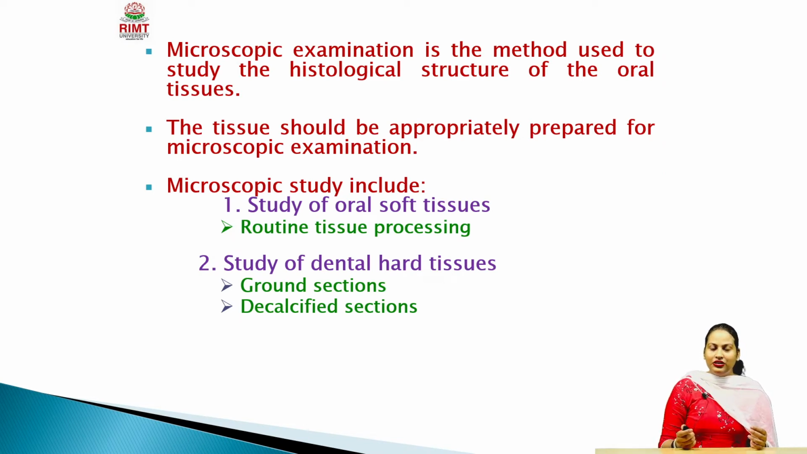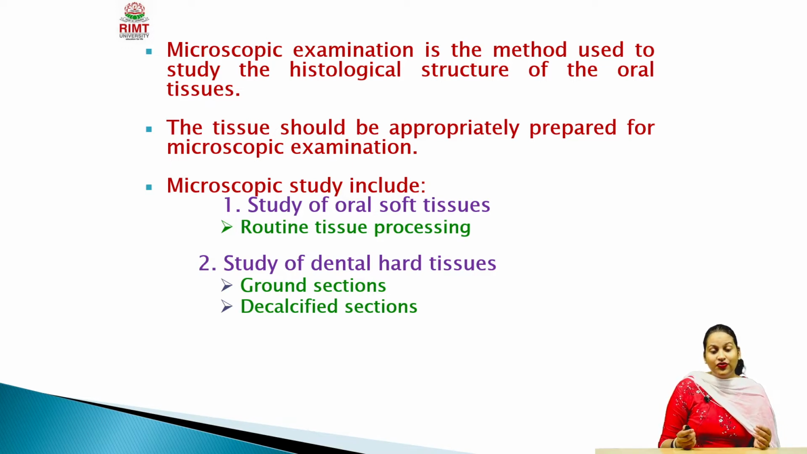First, we take and read the slide. Microscopic examination is the method used to study the histological structure of the oral tissues. That's why we need tissue processing. The tissue should be appropriately prepared for microscopic examination. A microscopic study may include the study of oral soft tissue and routine tissue processing. Secondly, the study of dental hard tissues, like ground sections and decalcified tissue. Ground section is the normal tissue, and decalcified section is where we need to do the process of decalcification.